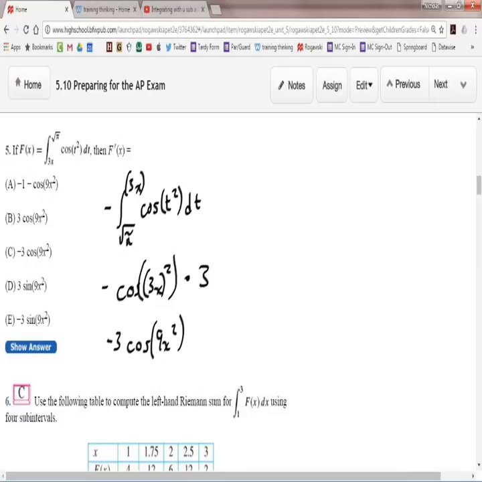That's going to be inside of our cosine, so that's going to be letter E. No, that says sine. Dang it. Cosine. That one. C.